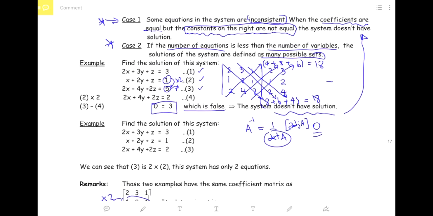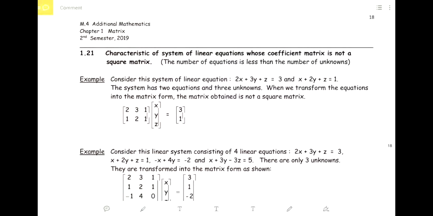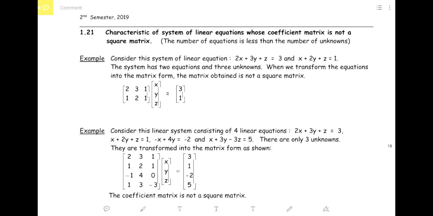Case number 2, I'm going to talk about it in the next topic. In this case, where your coefficient matrix is not a square matrix, this occurs if the number of unknowns is not equal to the number of equations.